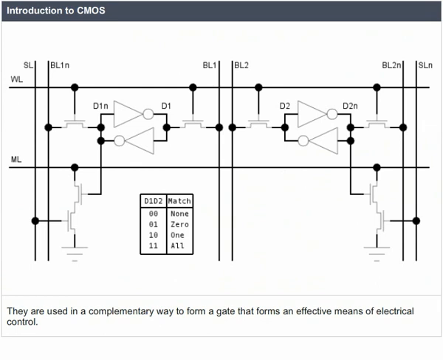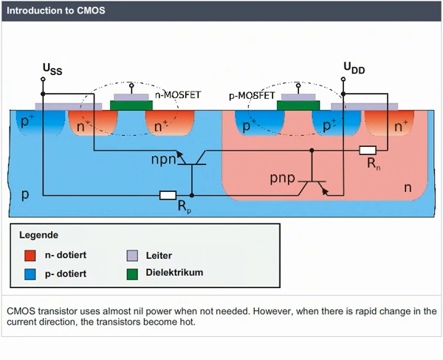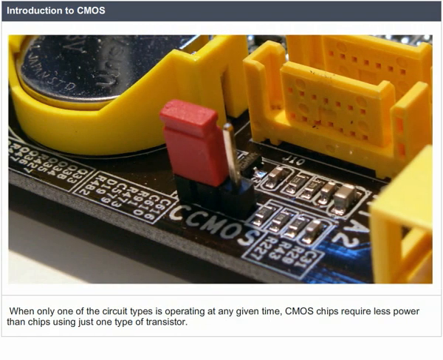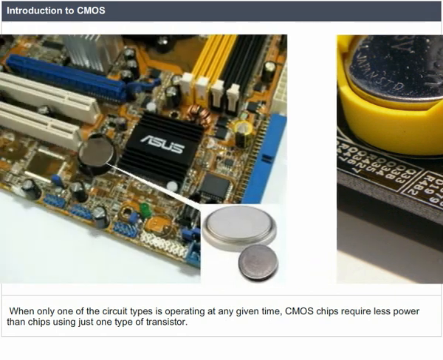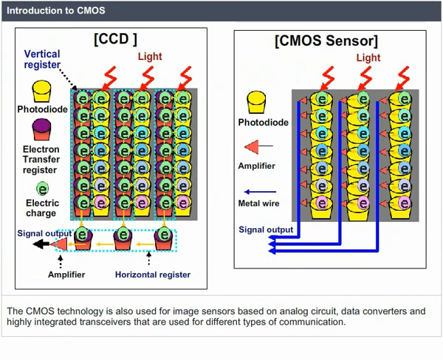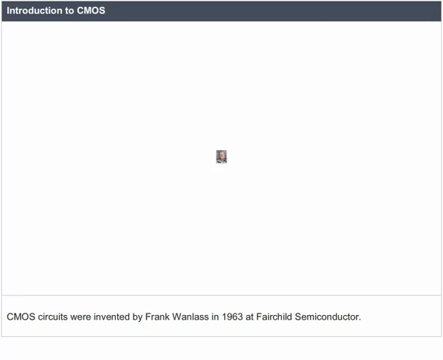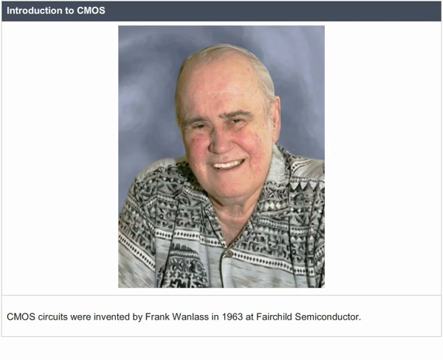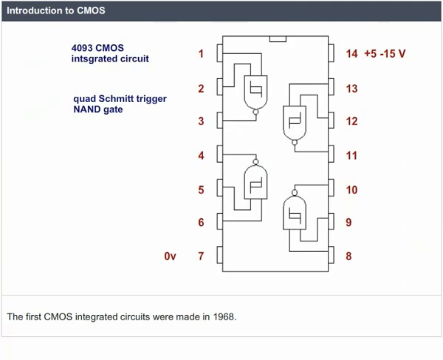CMOS transistors use almost nil power when not needed. However, when there is a rapid change in the current direction, the transistors become hot. When only one of the circuit types is operating at any given time, CMOS chips require less power than chips using just one type of transistor. The CMOS technology is also used for image sensors, analog circuit-based data converters, and highly integrated transceivers that are used for different types of communication. CMOS circuits were invented by Frank Wanlass in 1963 at Fairchild Semiconductor. The first CMOS integrated circuits were made in 1968.